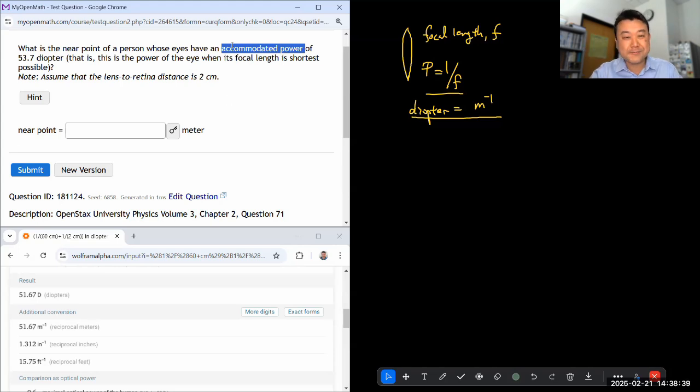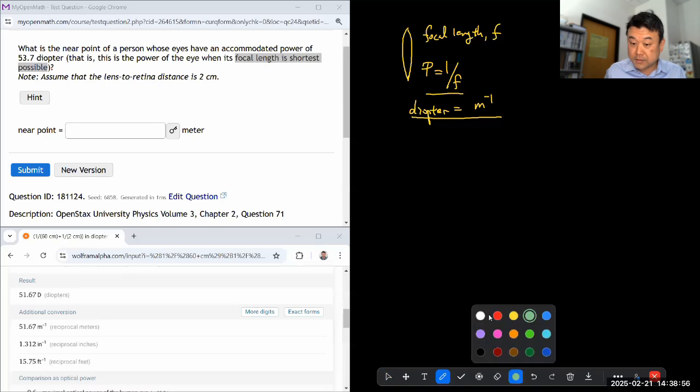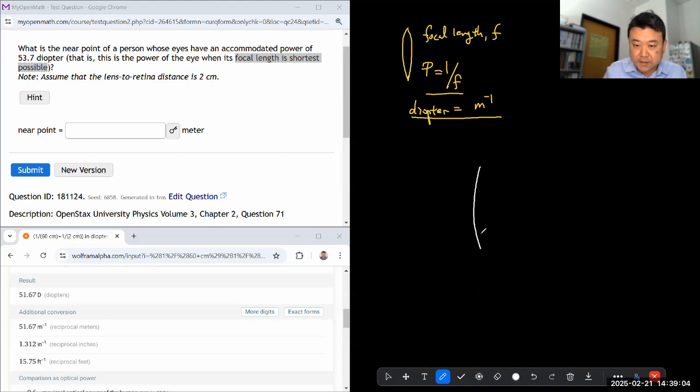So what the question explains is that by accommodated power, all it means is the power of the eye, the reciprocal of the focal length, when the focal length is at its shortest possible. Yeah, it feels like that's exactly describing a setup like the one you'll be doing in lab soon, where you place something in front of your eye and bring it closer until you can't focus on it anymore. So imagine that exact arrangement.